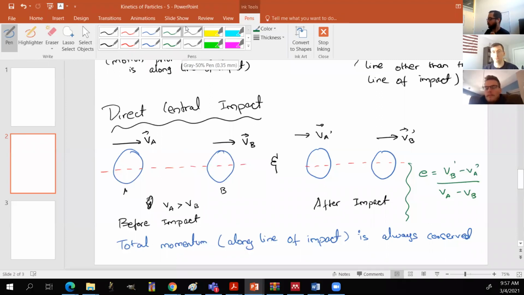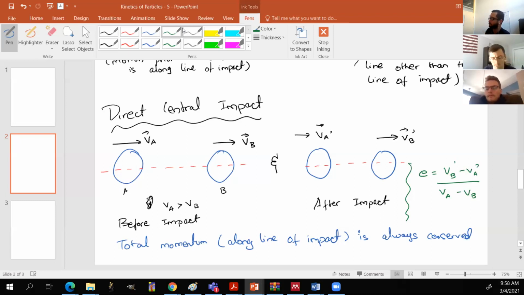I had a quick question, Professor, before we moved on to the next page. After the impact, does the ball follow the same trajectory or does it deflect at an angle? In this particular condition, it will go in the same direction, because you're having a direct central impact. For a direct central impact, the directions of the velocities will stay the same, and they will always be along the line of impact.